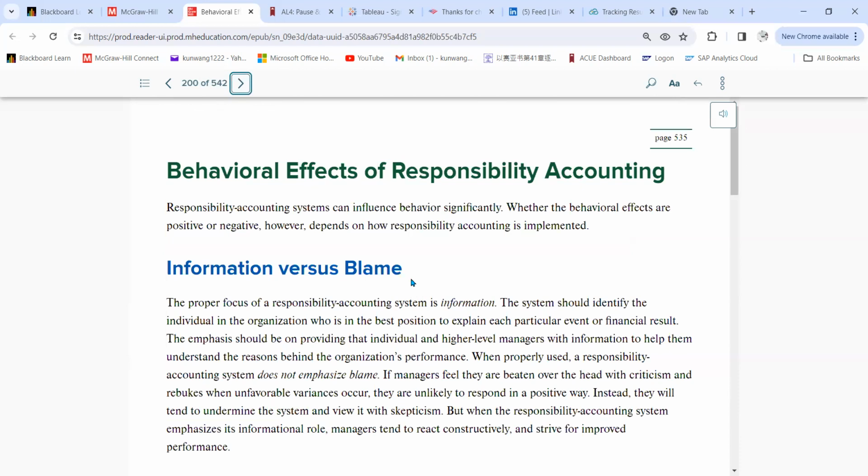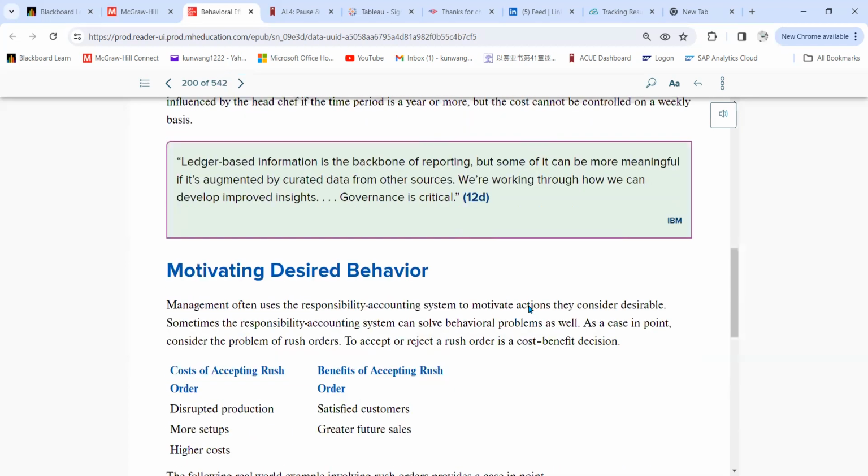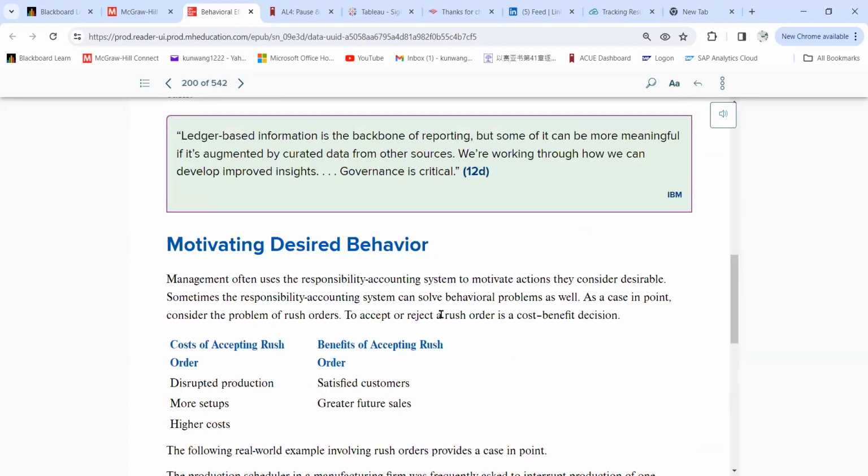And the final page, I will leave you to read more on this behavior side of the responsibility of accounting. Because if you didn't design the system correctly, what can you imagine you end up with? They blame each other, try to just focus on maximizing their own benefits, and you may have five departments working in different directions, right? That's similar to the budget, sacrificing controllability and motivating the desired behavior.